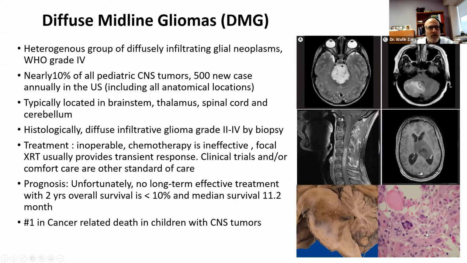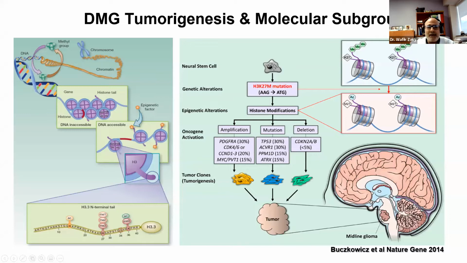So it's not the grade of the tumor that kills, it's usually the location. So what is the mechanism of tumorigenesis? Basically, recently, with all the molecular dissection of this group of midline gliomas, the histone mutation was recognized as the driving force for the tumor formation. So what are these histone mutations?